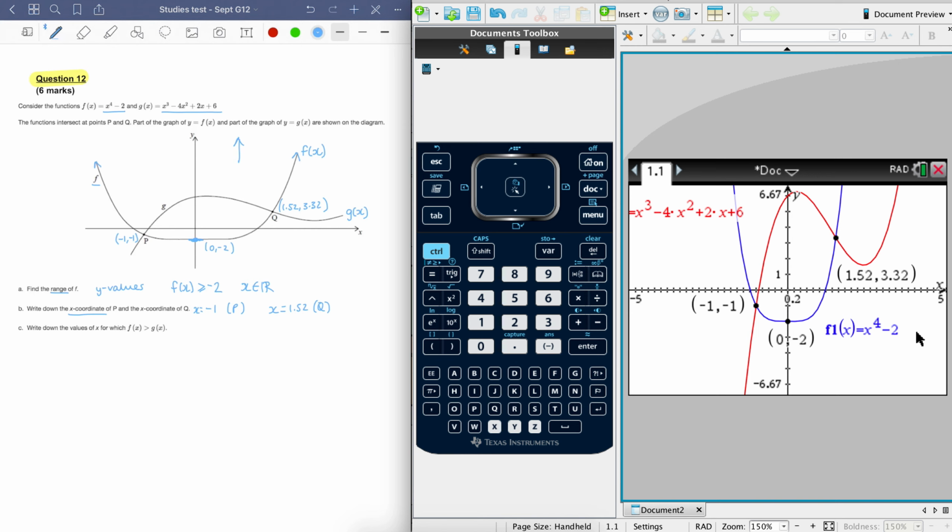So part C is to write down the values of x for which f of x is bigger than g of x. If we look at the GDC here, it's asking where is f of x, the blue graph, bigger than the red graph. We've got the blue graph is bigger until this point here. Then the blue graph is smaller, the red graph is on top to this point here. And then afterwards, the blue graph is going to be higher.